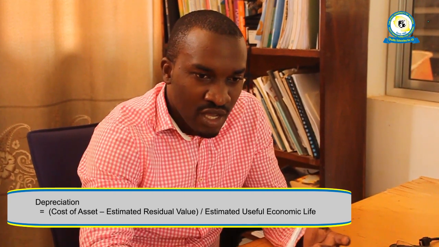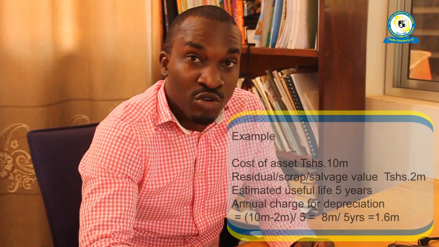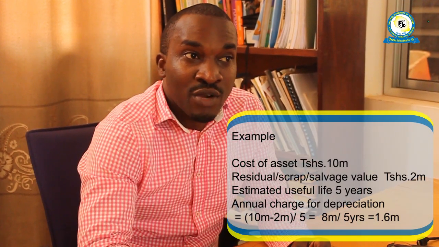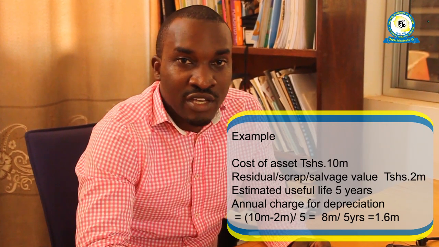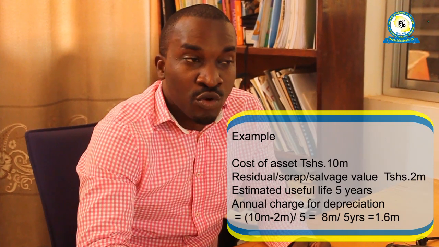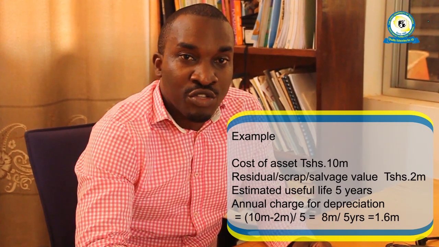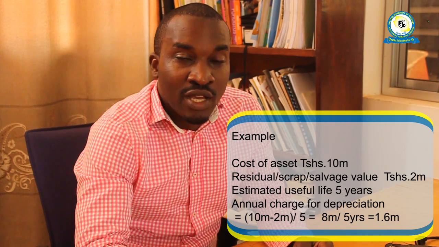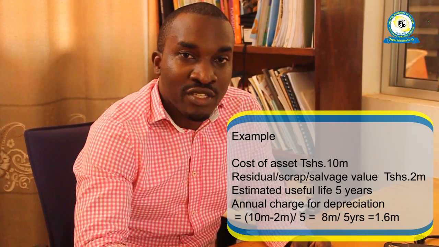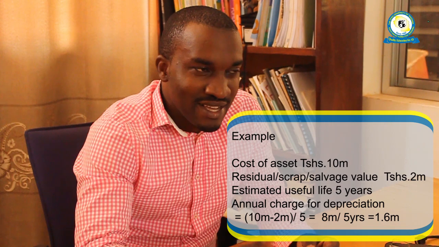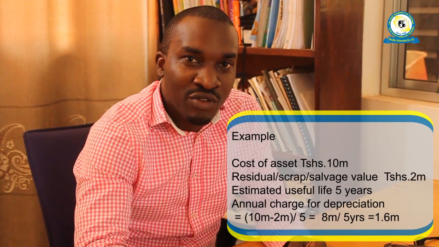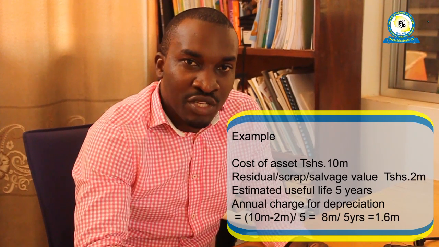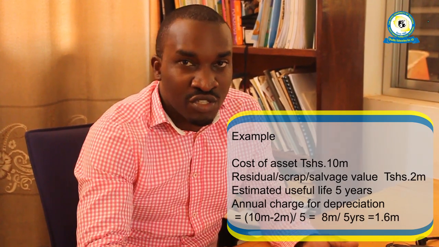For example, you have a car that you bought for 10 million, and you expect that this car will stay maybe for 5 years, and at the end of 5 years you estimate that the residual value of the car will be maybe 2 million. So if you want to find this depreciation by using the straight line method, simply you take 10 million, minus the 2 million residual value, then you get 8 million. So this 8 million you divide by the number of years, which is 5 years.